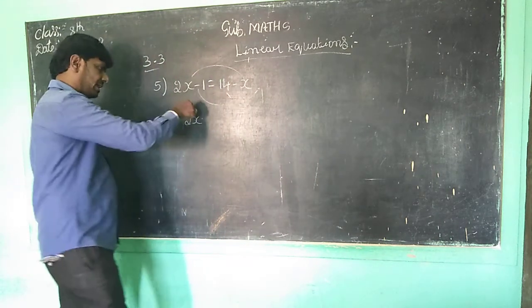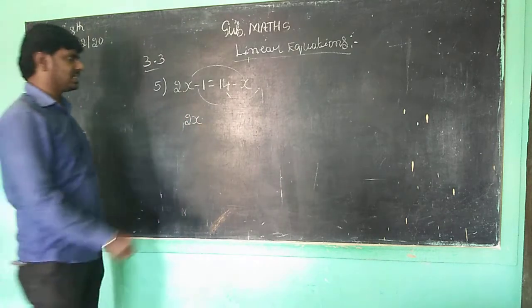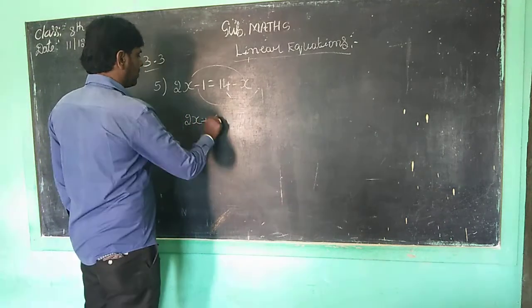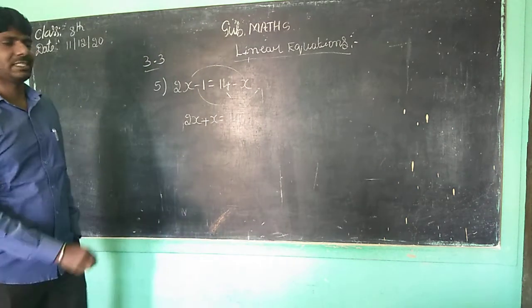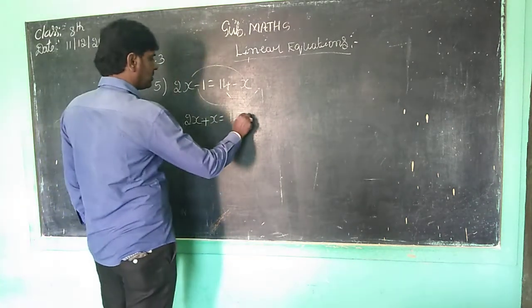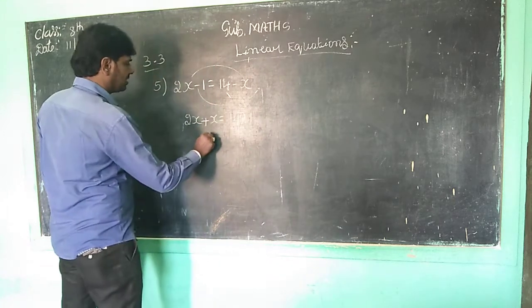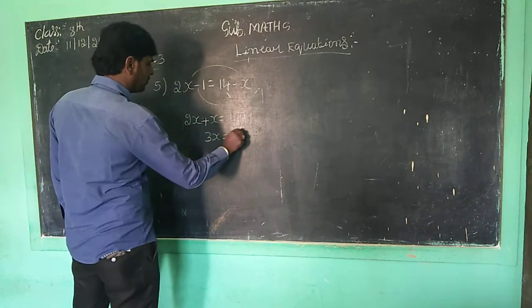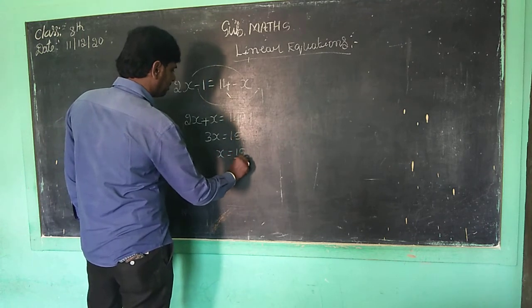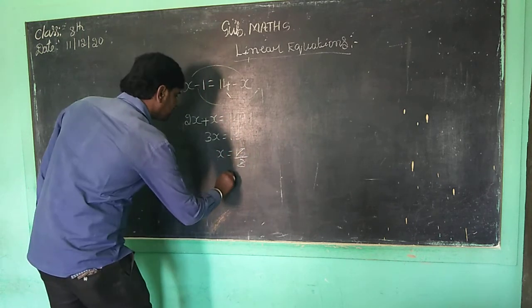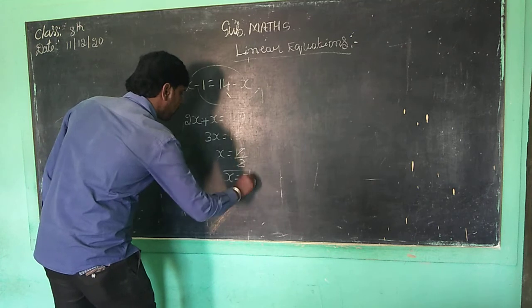2x, this minus x will come into the left hand side, means plus x. 14, and this minus 1 will transport into the right hand side, means plus 1. 2x plus x is equal to 3x is equal to 15. X is equal to 15 by 3. X is equal to 5.